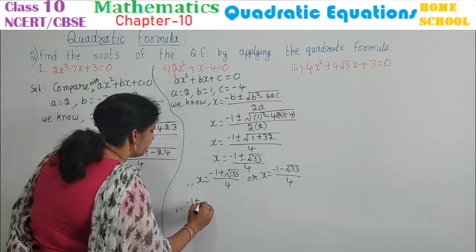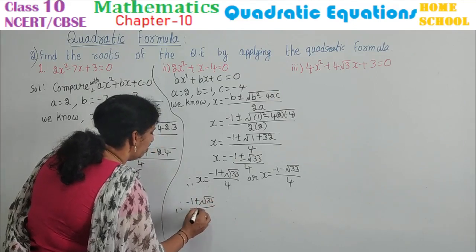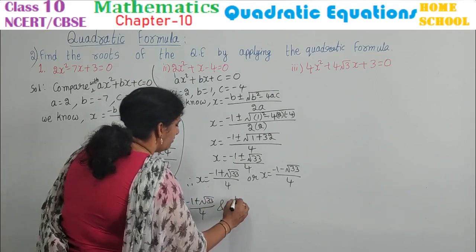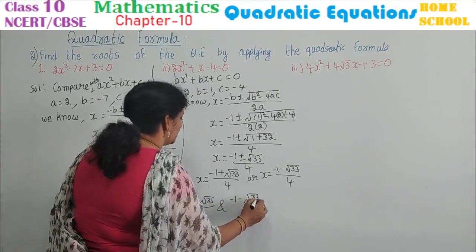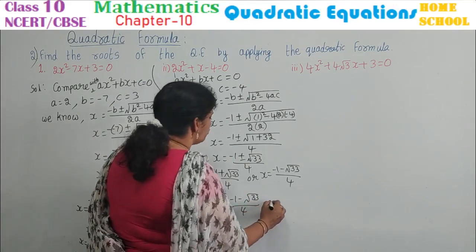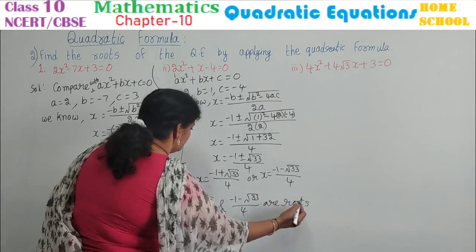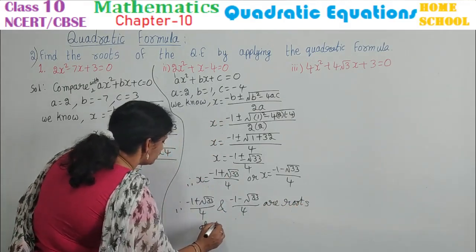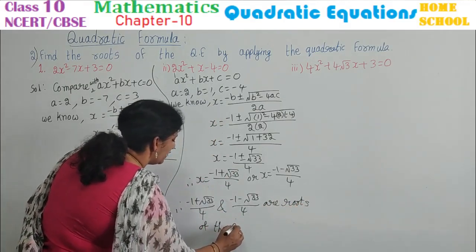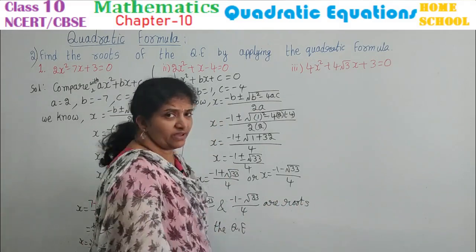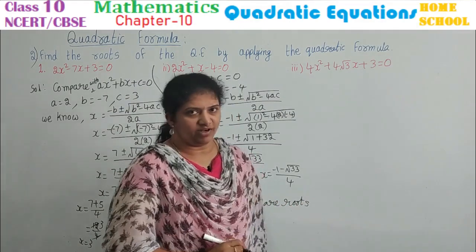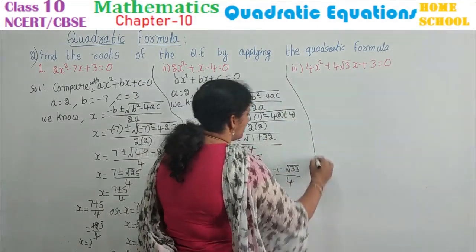Therefore, (-1 + √33)/4 and (-1 - √33)/4 are the roots of the quadratic equation. By which method have we done this? By using the formula method. See the third problem.